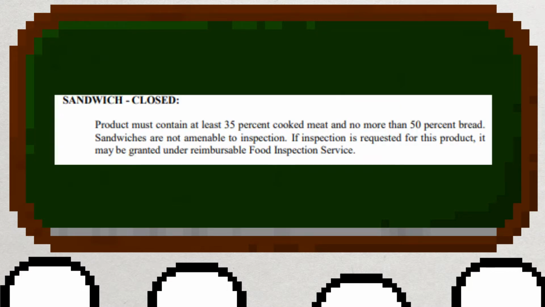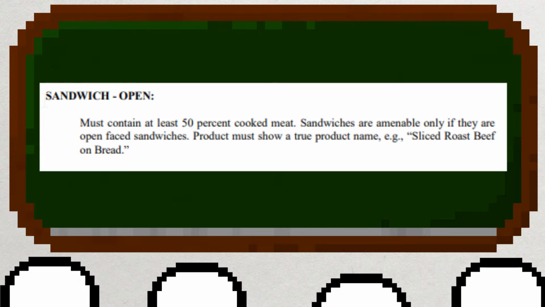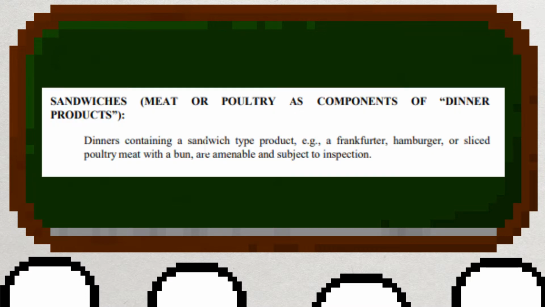For a closed sandwich, it reads that it must contain 35% cooked meat and no more than 50% bread. For an open-faced sandwich, which is something we will be discussing later, it must contain 50% meat. Finally, the last thing of note in this section is right at the end. It says dinners containing a sandwich-type product, example given a Frankenfurter, hamburger, or sliced poultry meat with a bun, are amenable and subject to inspection. Now, what we can gather from this is that the people at the USDA simply have no joy in their lives.